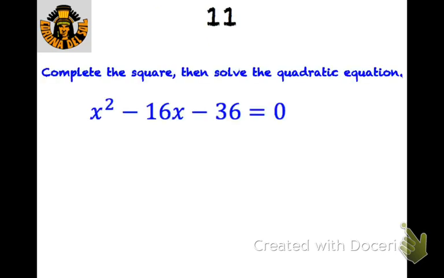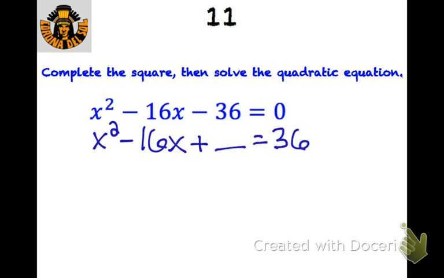All right, now we do the whole process. So first thing we're going to do, let me start with blue. We're going to write x squared minus 16x. We're going to leave ourselves a little blank, and we're just moving the constant over to the other side.